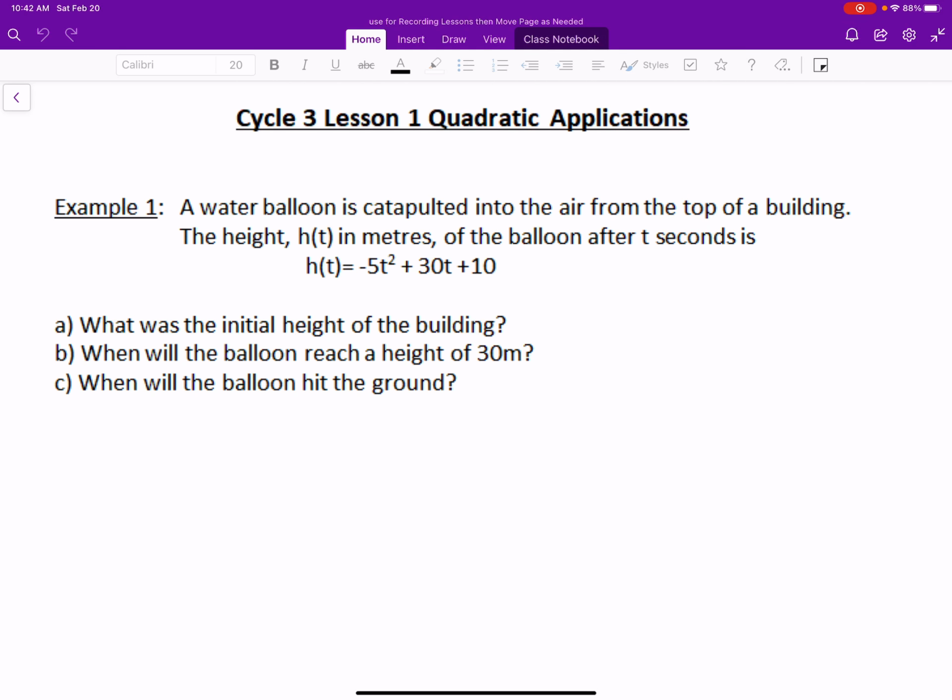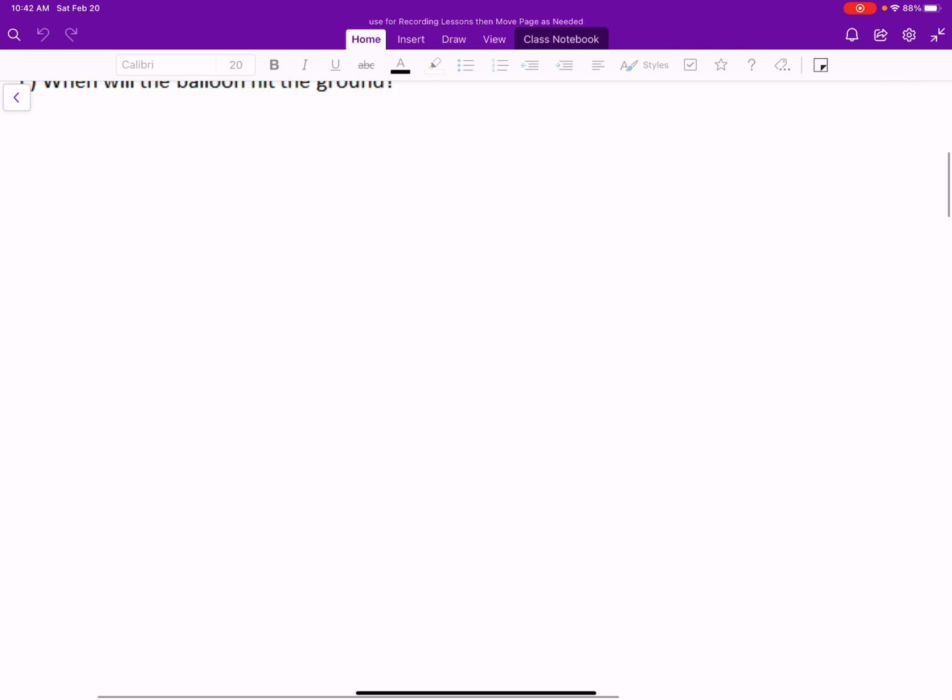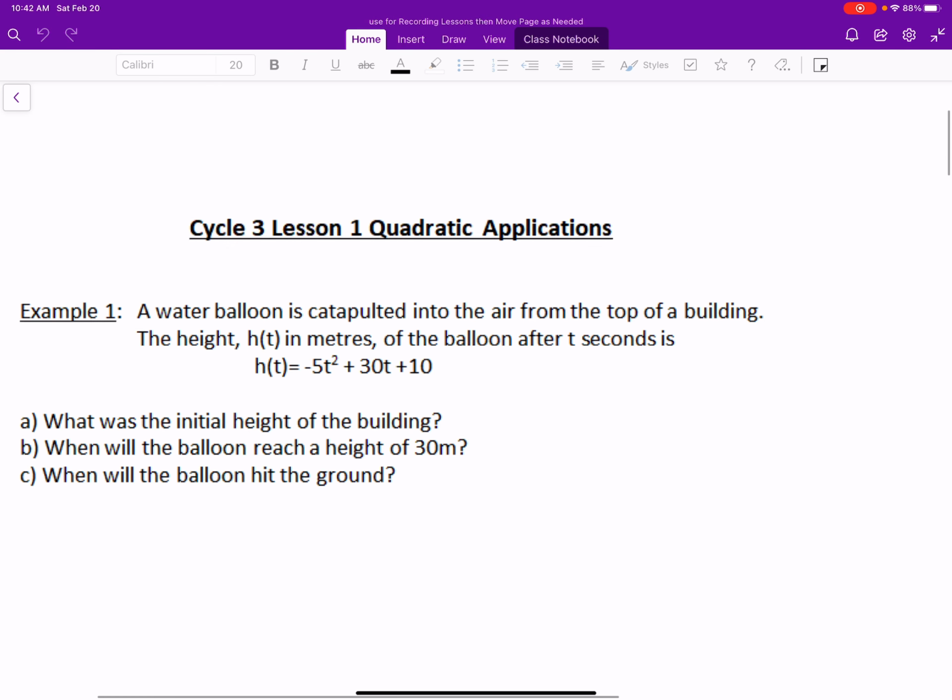In this lesson, we're going to look at applications of quadratic functions. So it's just a couple of examples. Example 1, example 2. Let's see how they play out.